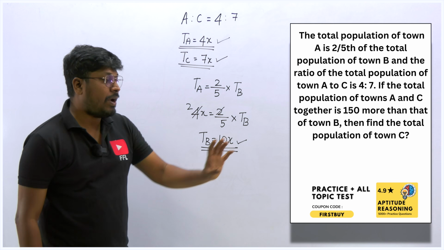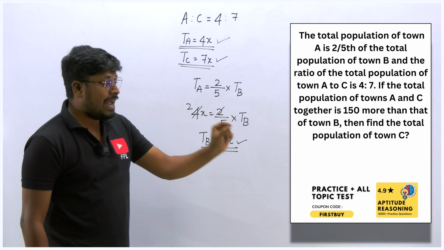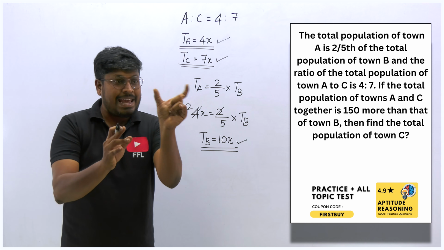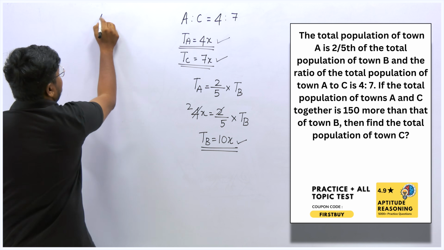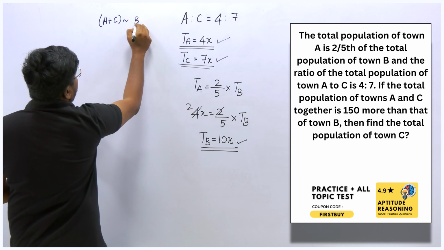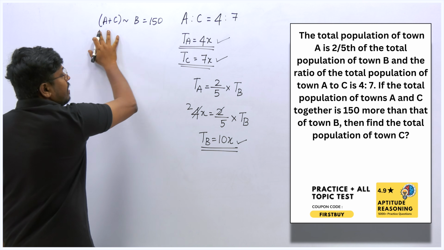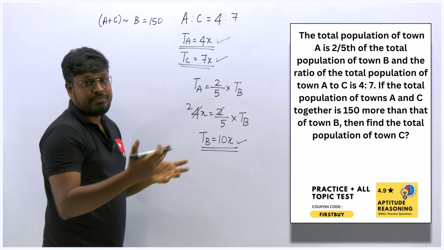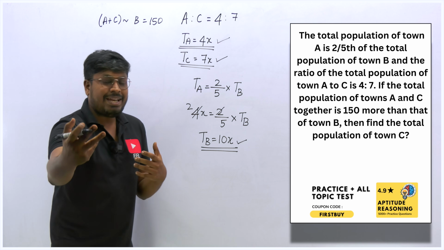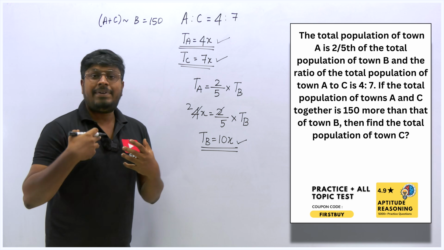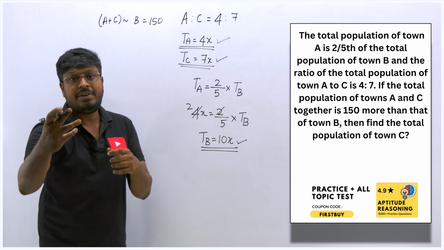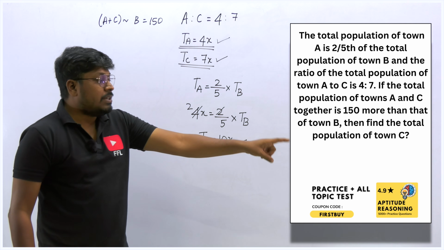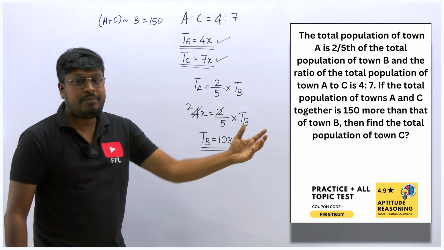Why? Because they have given one more point here. If the total population of town A and C is 150 more than that of town B, that means the difference between A plus C and B will be 150. Friends, understood or not? Whether it is more or less, the meaning is that the difference between the data given is 150. If I have 10 rupees and you have 20 rupees, then the question says I have 10 rupees less than you. That means the difference between the amounts we have is 10. Similarly, the total population of town A and C together is 150 more than that of town B.